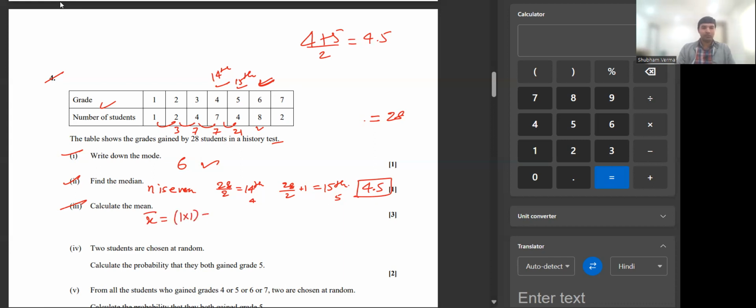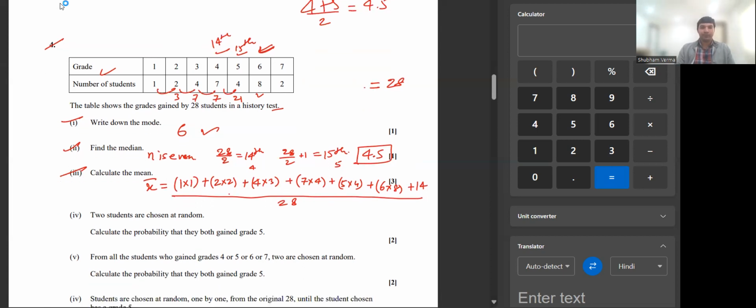2 into 2 plus 4 into 3 plus 7 into 4 plus 5 into 4 plus 6 into 8 plus 14. Okay, the whole thing divided by the total number of students, that is 28. Okay, so now let's quickly add them. We have 1 plus 4. So let me write it here.